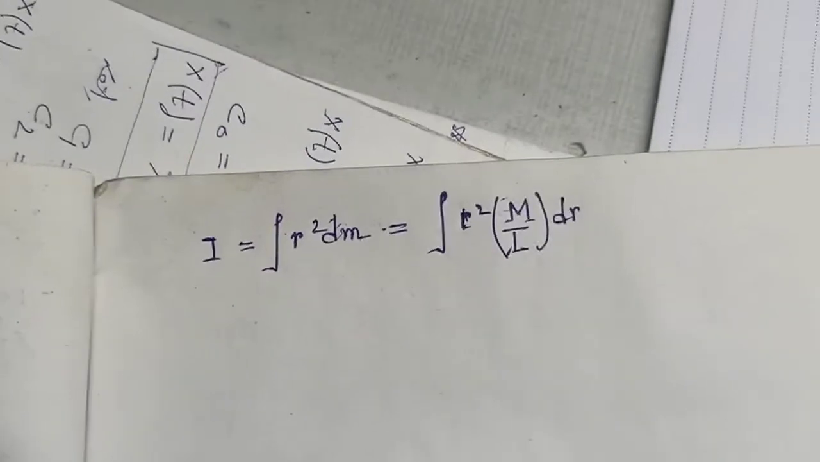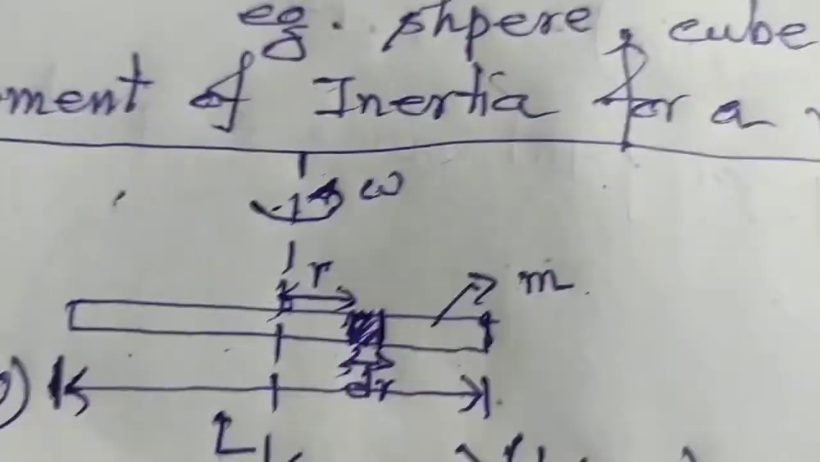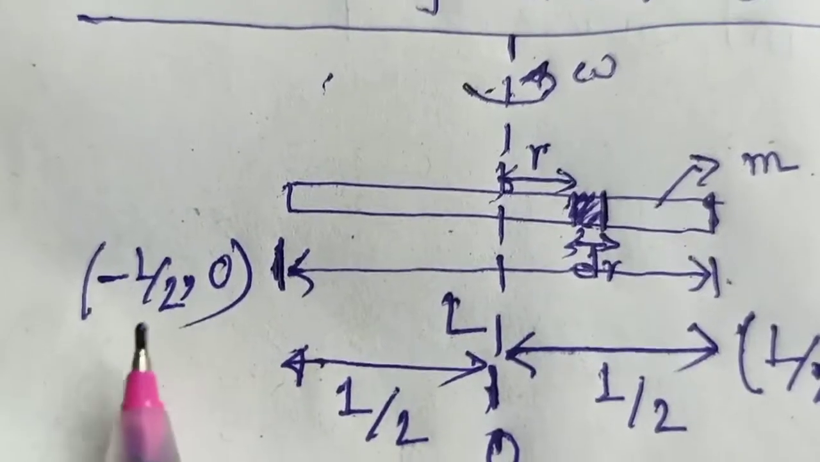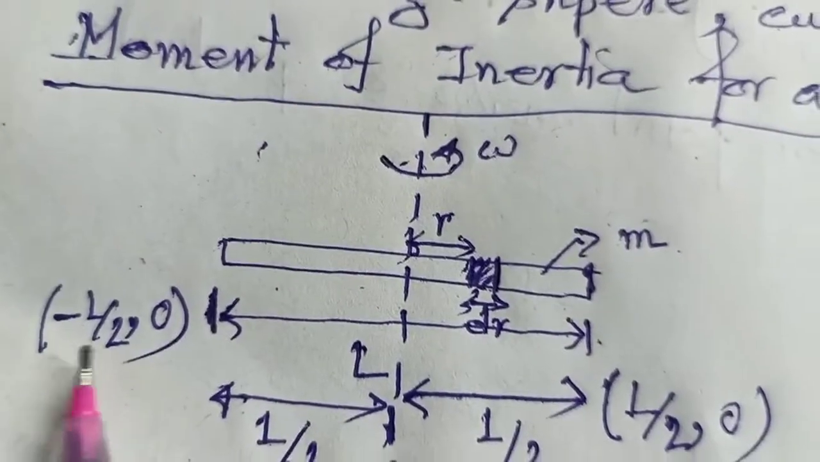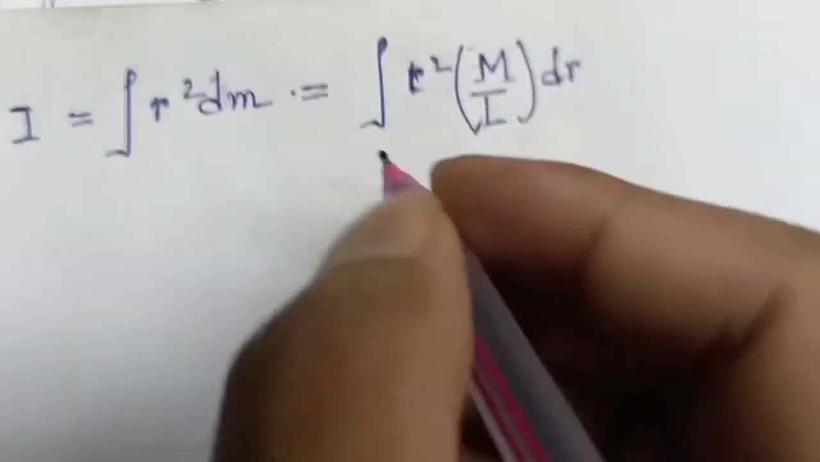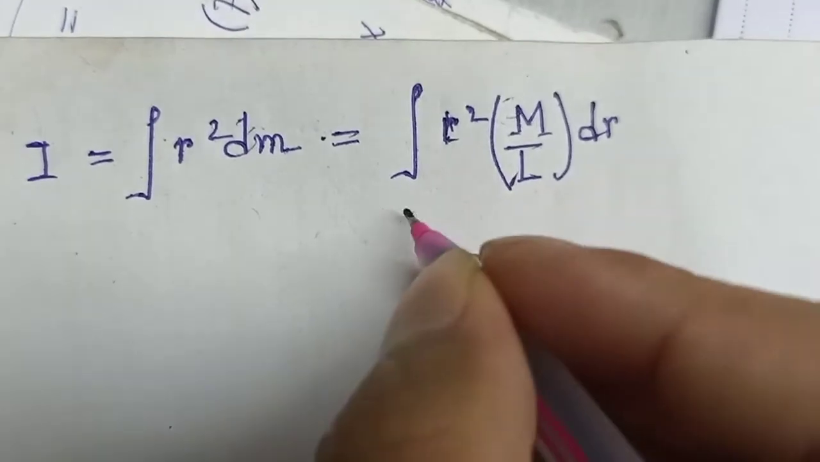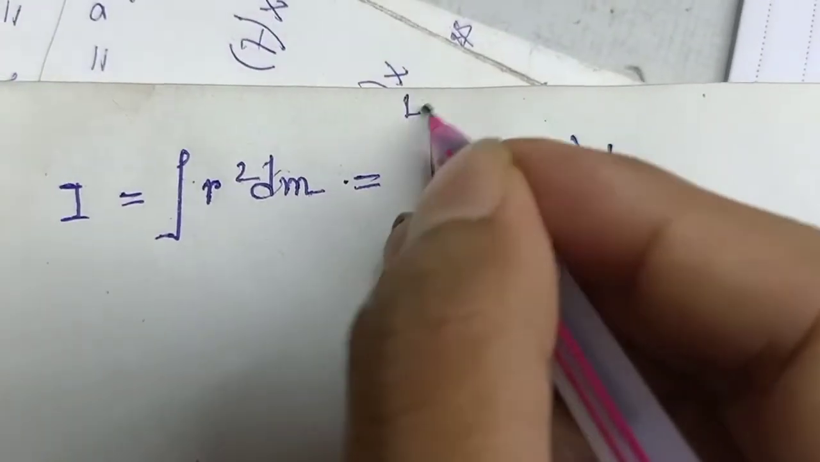But now we have to put the limits of this integration. The left hand side becomes the lower limit and the right hand side becomes the upper limit. So our left hand side is minus L by 2 and the right hand side is L by 2. So our lower limit becomes minus L by 2 and the upper limit becomes L by 2.